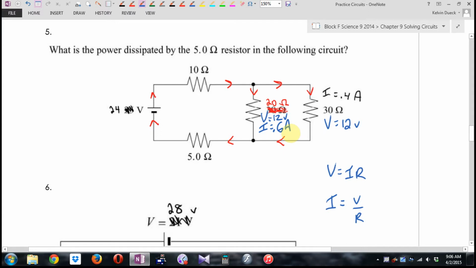Okay. So ready, Mateo? How many amps went this way? You just told me. The question told me. How many amps are right here? 1. Ah, nice.